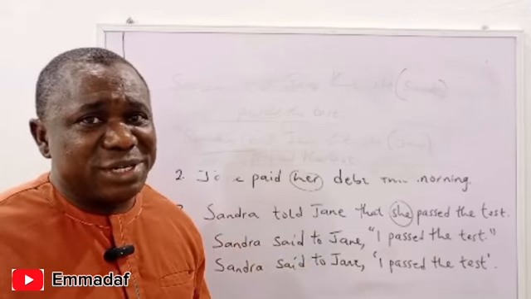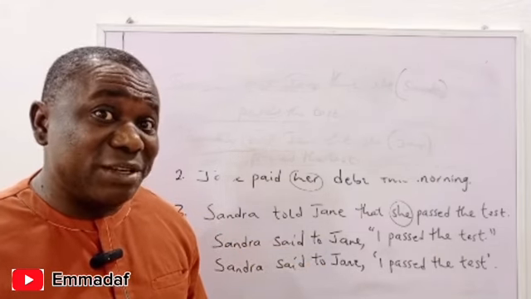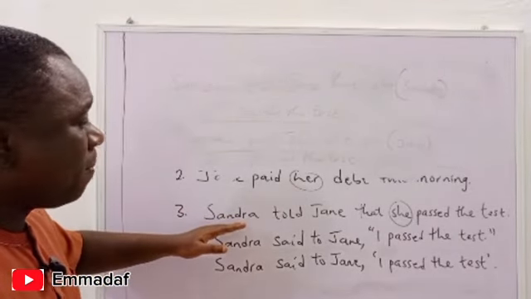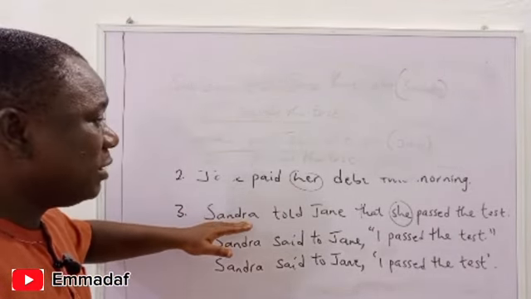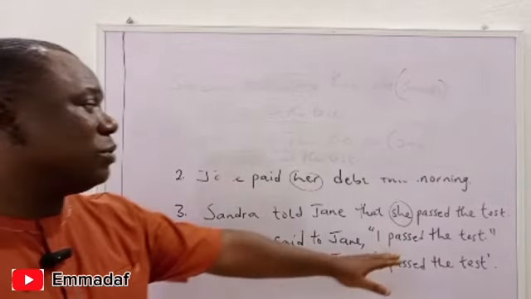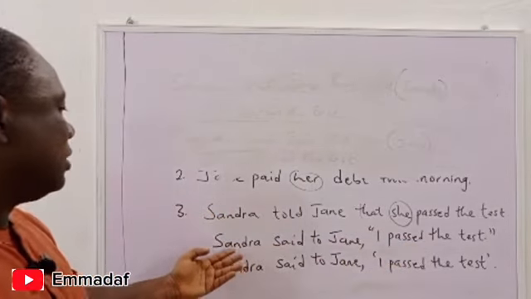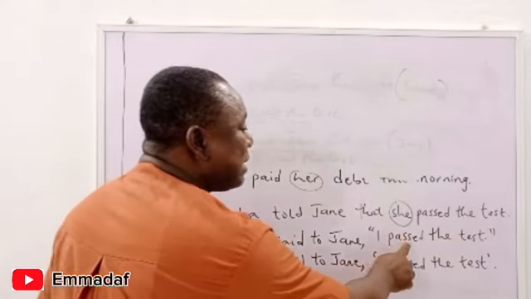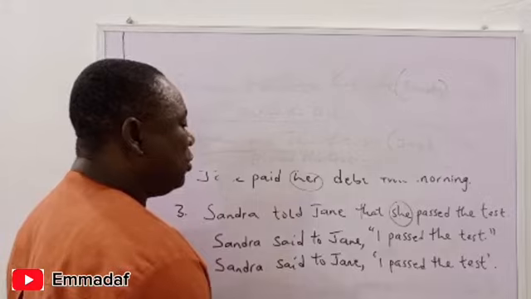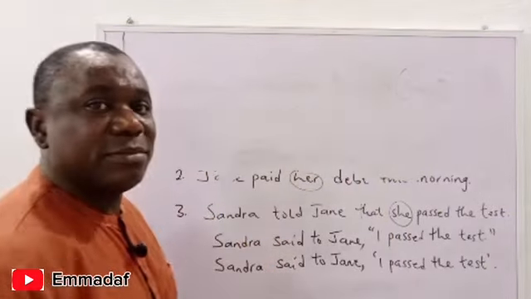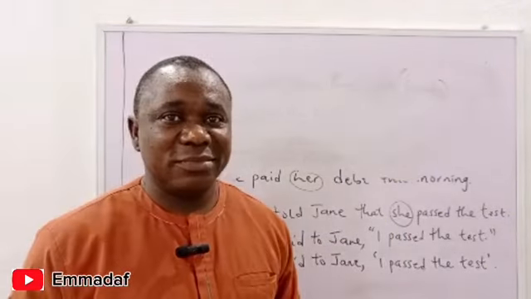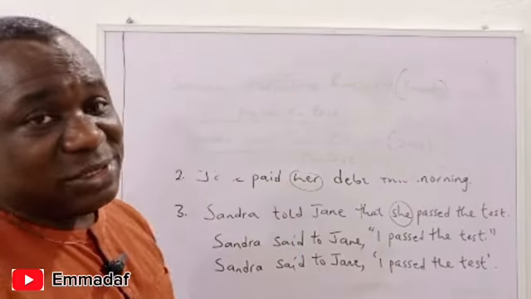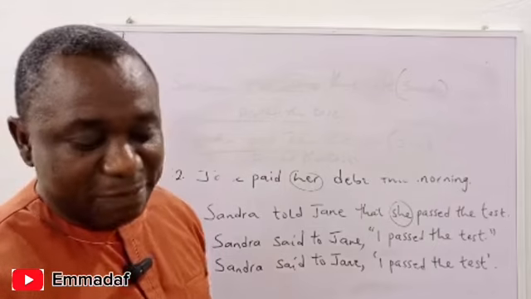Why undergo this kind of stress? Are you ready for this kind of stress? Is it necessary? What if it was not Sandra? It was Jane that passed the test, and you want to adopt this style. Sandra said to Jane, you, so this will change to you passed the test. Sandra said to Jane, "You passed the test." So see why I recommend the first option. It is easier and it is simpler.